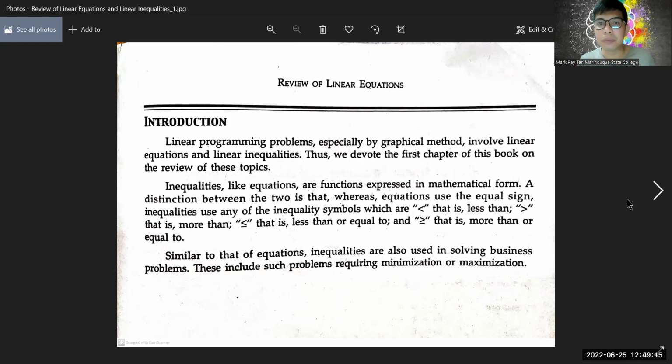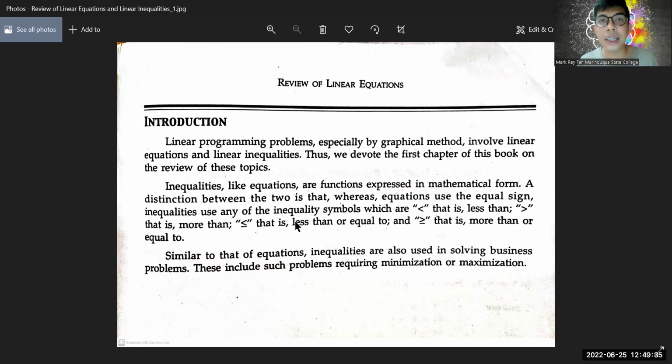Linear programming problems, especially by graphical method, involve linear equations and linear inequalities. So we're going to devote this discussion now to the review of linear equations and linear inequalities.